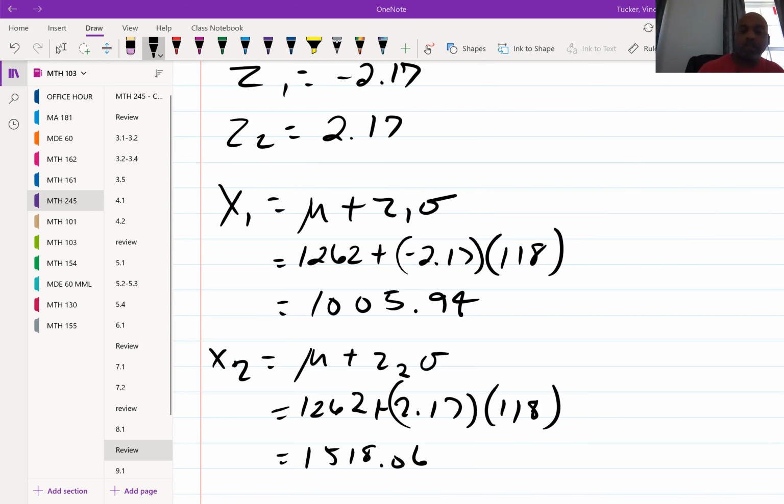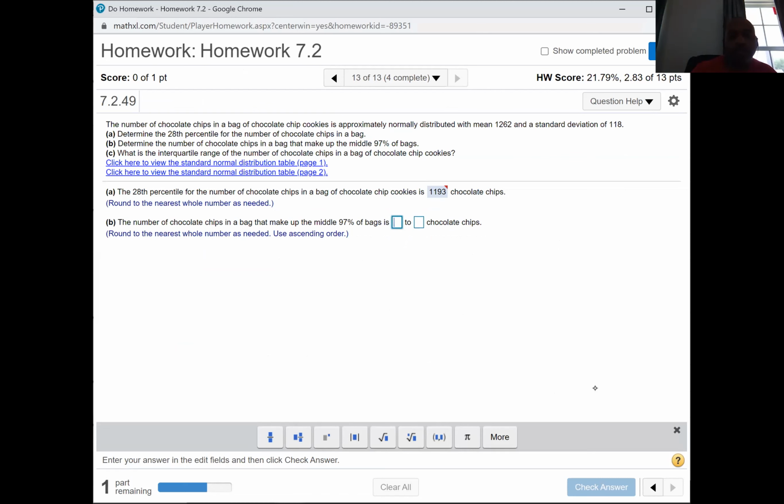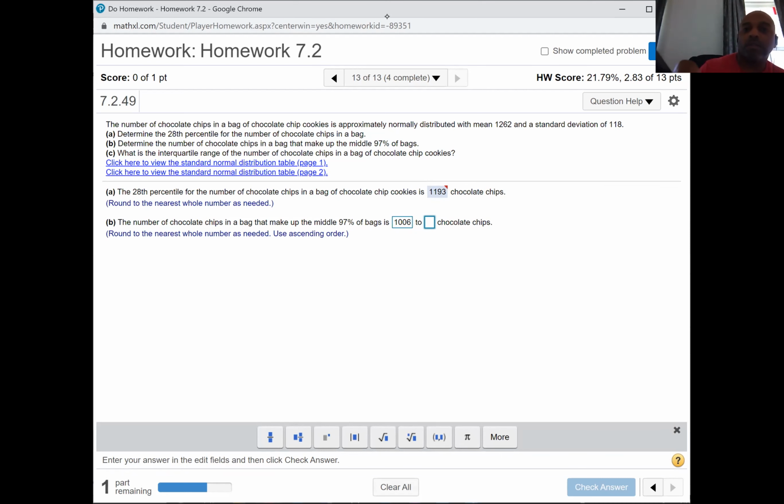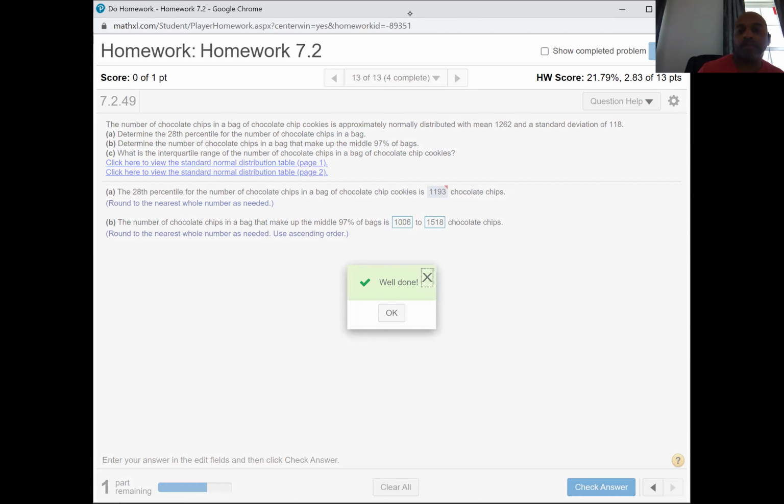All right, so let's see what MyMathLab wants from us. Yep, round to the nearest whole number. It also says to use ascending order. Sometimes if the warning isn't there, you'll just put them anywhere, but they want you to go from lowest to highest as far as how they're labeling. So we got 1,005.94, so it's going to be 1,006, and then 1,518. That's it.